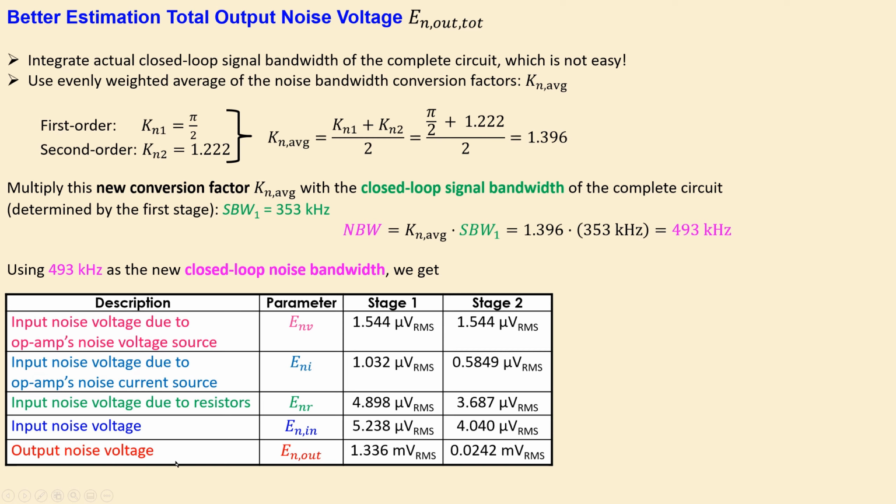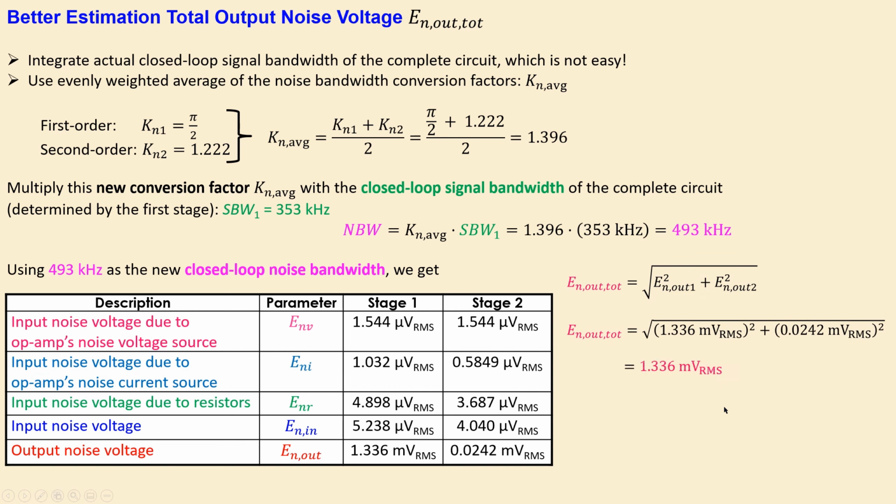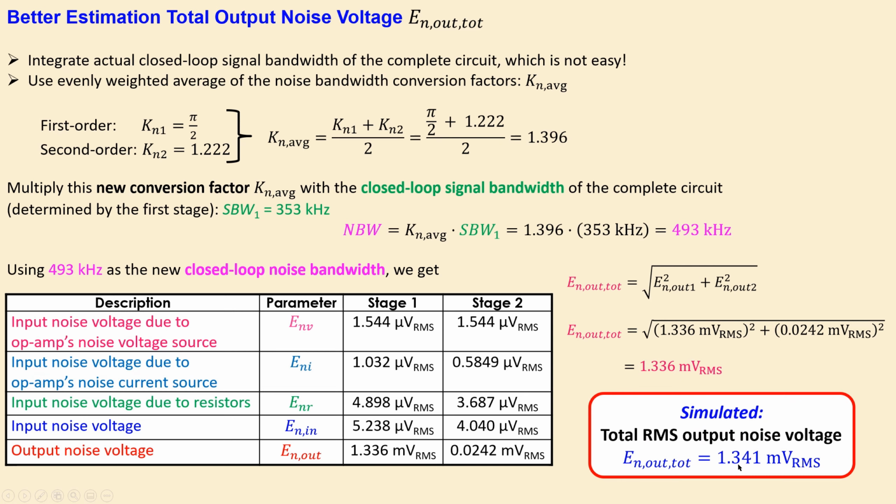And this is the output noise voltage due to the first stage, and this is the output noise voltage due to the second stage. Now if I look at these two values and then use this formula again, I can calculate this and come to this value. And this is now the recalculated value using this estimation. So it is 1.336 millivolts RMS. Now what was our result in the simulation? In the simulation it was 1.341 millivolts, and this is of course a very close value, much closer than the first one, which was 1.42 millivolts.